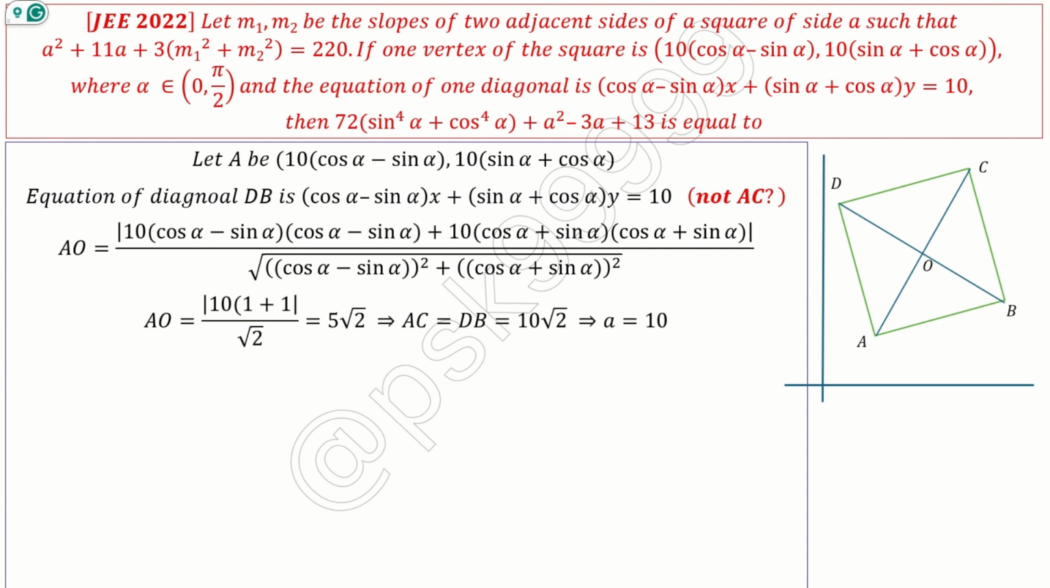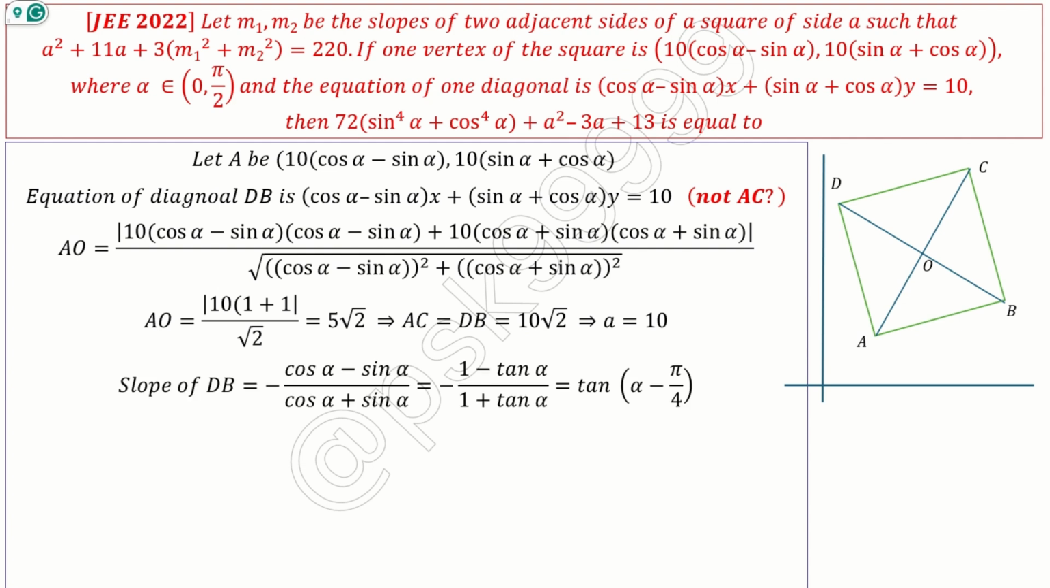Now let's look at how to get this alpha. Okay, so alpha is an angle we need to find out. Now the slope of DB, I have the equation. So slope of DB is minus cos alpha minus sin alpha divided by cos alpha plus sin alpha. If I simplify, it is nothing but tan of alpha minus pi by 4. Now you can easily tell what is the slope of AC, because it is 90 degrees with this. So if I add 90 degrees, I get the slope of AC. Correct? Yes. So slope of AC is nothing but tan alpha plus pi by 4.